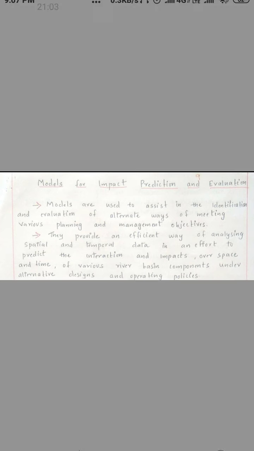Next is the model for the impact and the prediction and evolution. In this, models are used for predicting the impact and evolution. Models are used to assess the identity and evolution of the alternate ways which meet the various planning and management objectives.